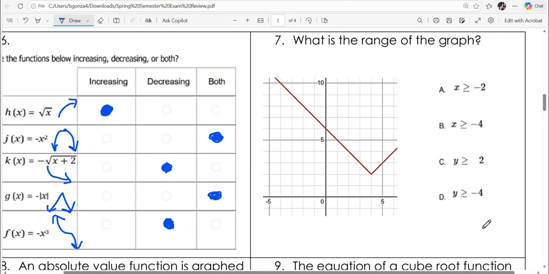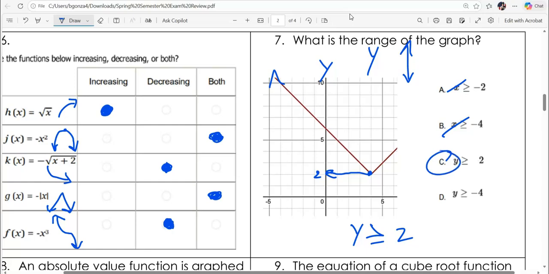All right, number 7, what's the range? Range is y, so when you see x, that's not right. And range is from bottom to top. So the bottom right here on the y-axis is at 2, and then it goes up forever. So y is anything greater than or equal to 2. Cool?